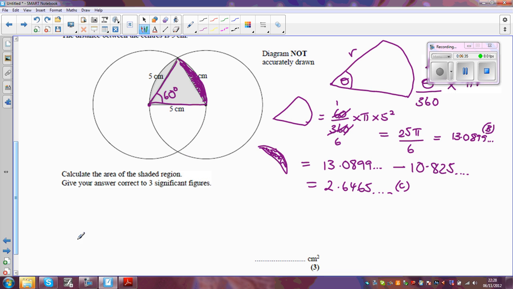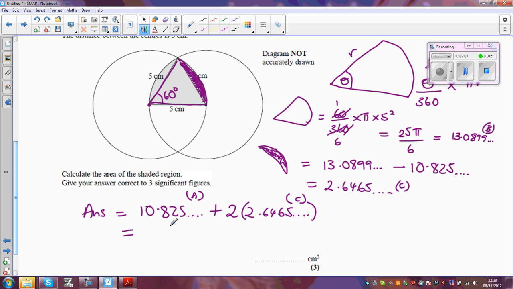Now I can see that the whole shaded area, the area that I want, my answer, is going to be the area of my equilateral triangle, well, that was 10.825, conveniently saved in my memory as A, plus 2 lots of this one here. So 2 lots of the 2.6465, etc., again saved in my memory as C. So all I've actually got to type into my calculator is A plus 2C.